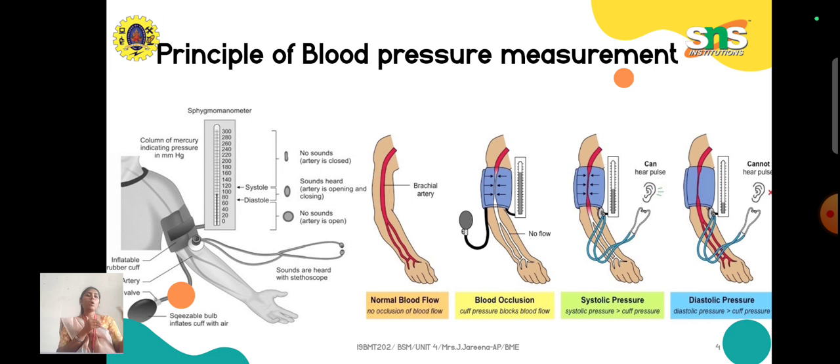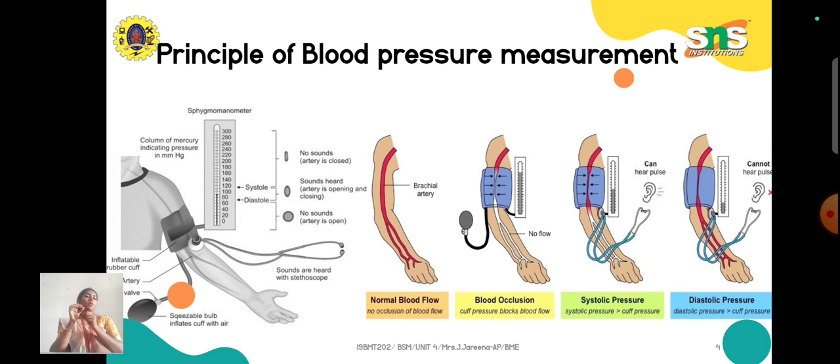That sound will be heard with the help of a stethoscope. The stethoscope is placed over the cuff, where you are measuring the BP, just beneath the cuff, and you will start to hear the sound. When you are slowly releasing the pressure, at one point you will hear the sound. Why are you hearing the sound? Because of these changes in blood flow.